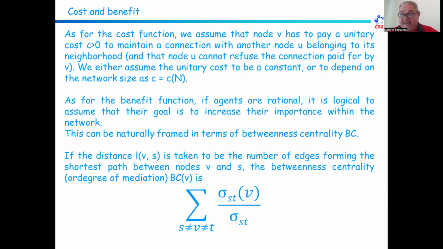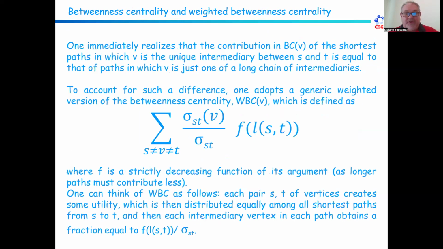Actually, instead of these distances, we use something a little bit different because in a more realistic case, you have to weight the shortest paths with the length of the path. Because if you are the only intermediary between S and T, your importance is very high. If instead you are one of the 100 intermediaries between S and T, your importance should be lower. Therefore, we take the formula of the betweenness centrality and we multiply by a function which is a strictly decreasing function of its argument. The function is a function of the length of the shortest path between S and T.